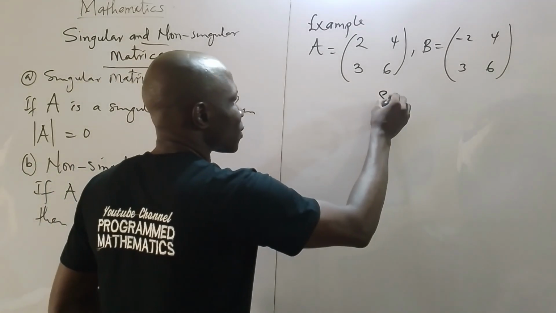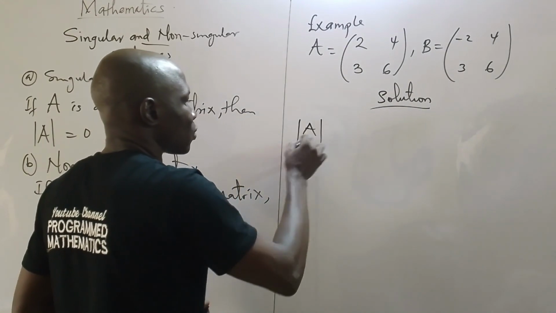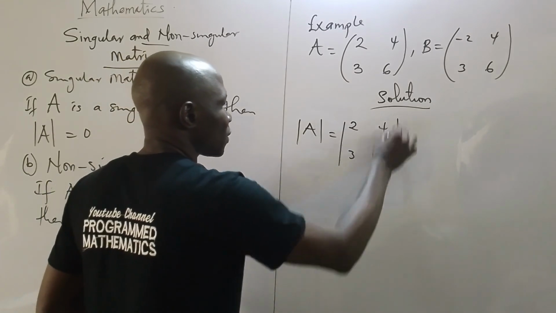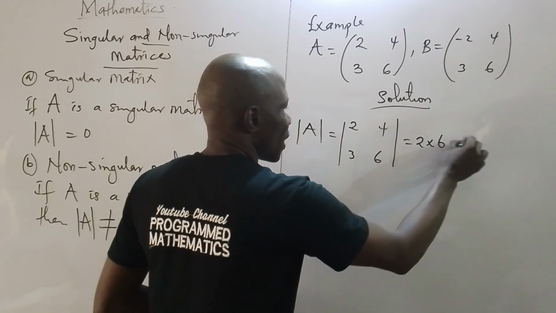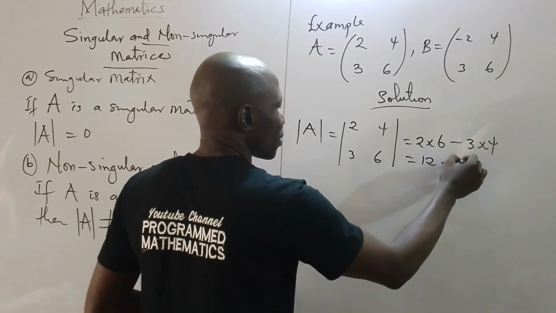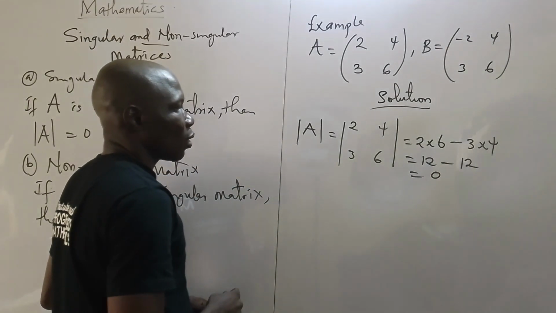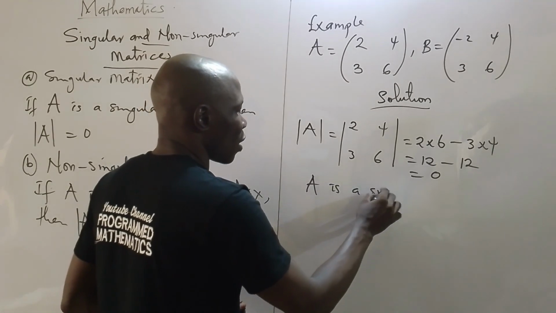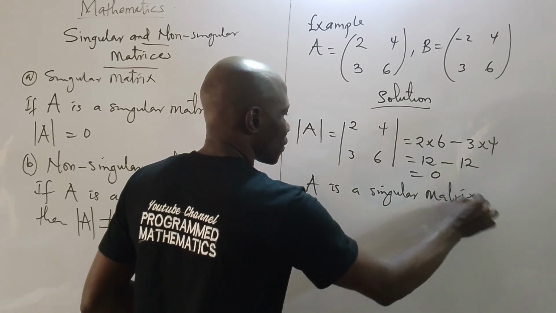For you to know which is singular and which is not singular, find the determinant of each matrix. Determinant of matrix A, 2, 4, 3, 6. So this will be 2 multiplied by 6 minus 3 multiplied by 4. 2 times 6 is 12. 3 times 4 is 12. 12 minus 12 is 0. Okay, so which means that matrix A is a singular matrix.